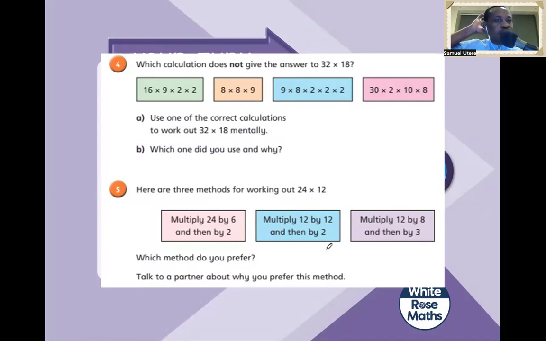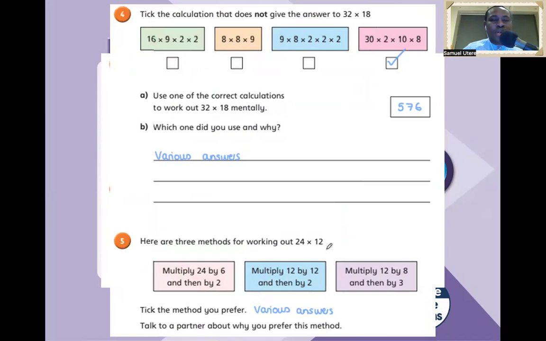Assuming you've paused the video and you've answered questions 4 and 5, here are the answers for question 4 and 5. So for question 4, you were asked to tick the calculation that does not give the answer 32 times 18. You can see quickly that 10 times 8 is not the same as 18, even though the 32 has been partitioned to 30 and 2. So that calculation is the odd one out. And you can have various answers because here you were asked which one did you use and why. So there are different ways to do this calculation, and different people have different ways of partitioning numbers.